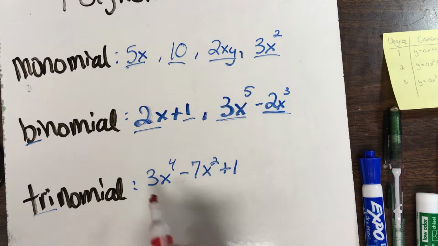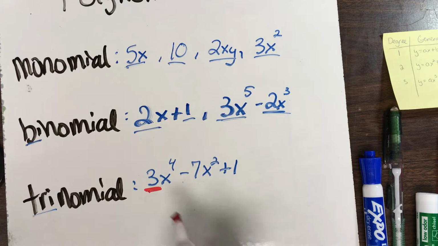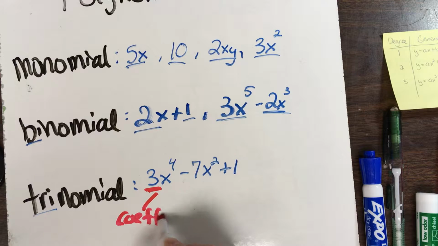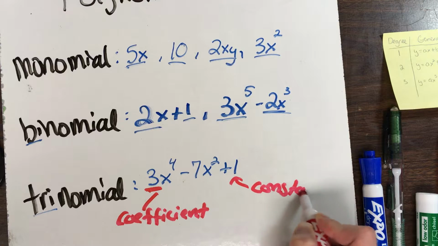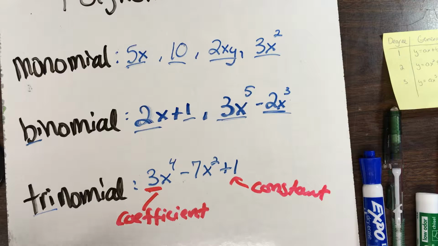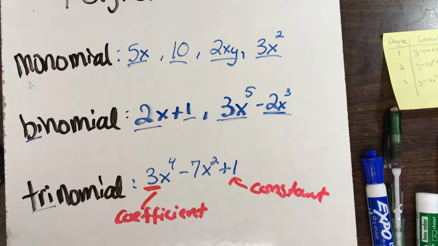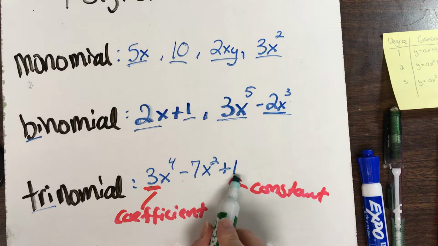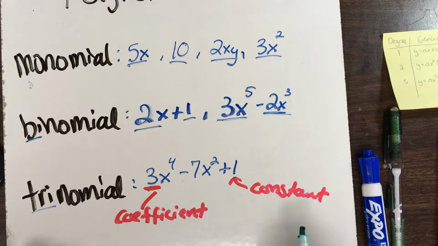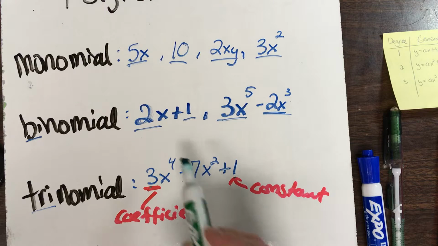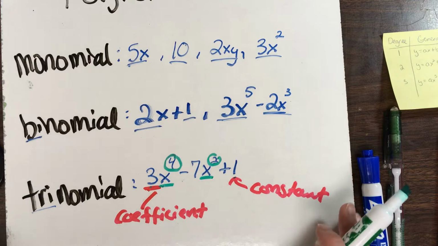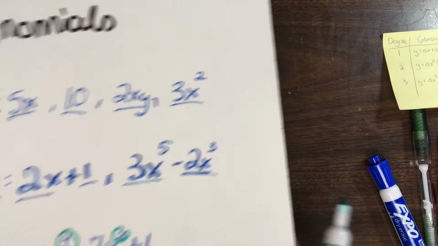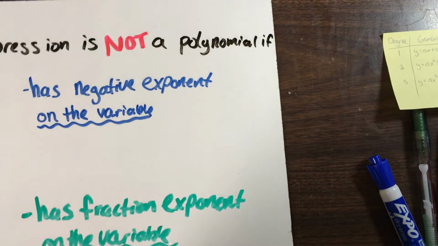Things to remember, terminology-wise with polynomials, the number in front of a variable is called a coefficient, and a number without a variable is called a constant. When looking at expressions and determining if they are polynomials or not, coefficients and constants can be any number. It can be decimals, fractions, positive, negative, does not matter. What matters are the exponents on the variables. So specifically, the exponents on the variables will tell you if it is a polynomial or not.